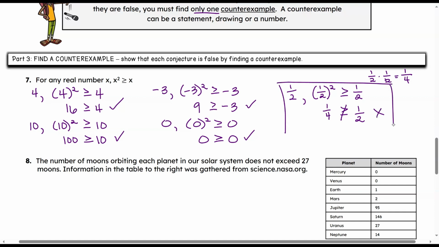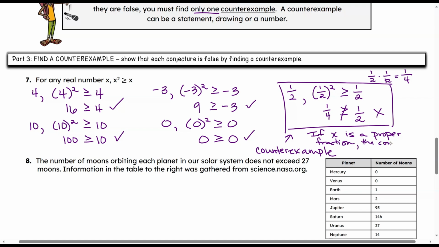This is my counterexample, right here. So if x is a proper fraction, the conjecture is false. And let's write that down. If x is a proper fraction, what does that mean? That means my numerator is smaller than my denominator. If x is a proper fraction, the conjecture is false. So we just found a counterexample.